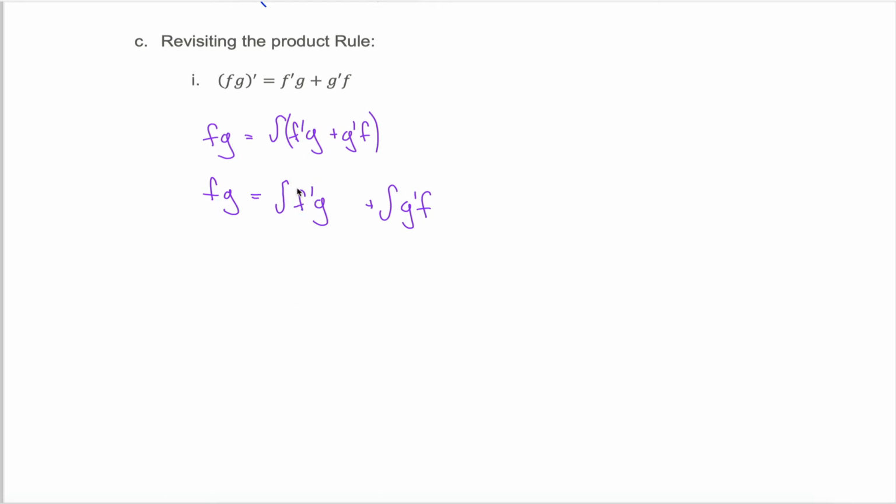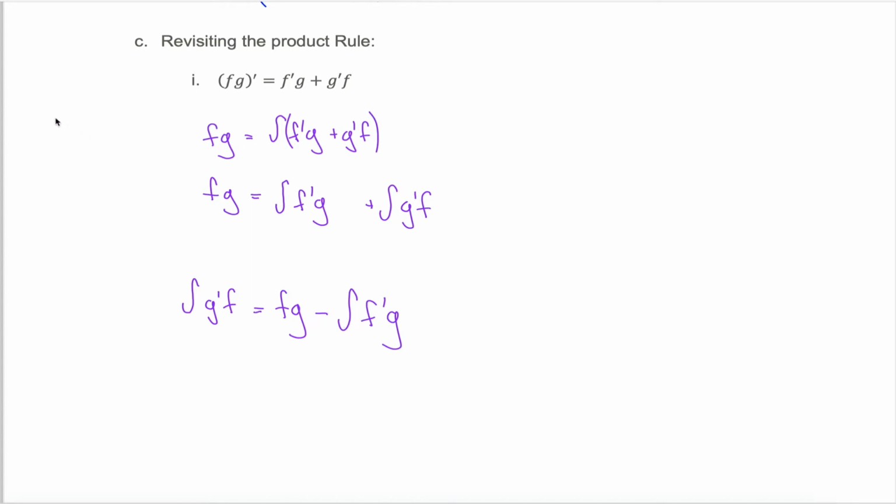If I subtract this from both sides of the equation, on one side I would just have the antiderivative of g prime f, this thing right here. And on the other side, I would have f times g minus this term that I subtracted from both sides, so the antiderivative of f prime g. This right here will end up being your integration by parts formula.